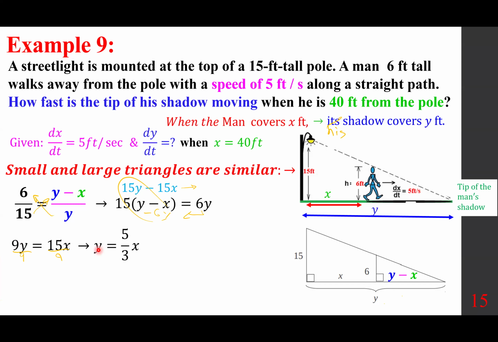Now we are ready to differentiate. dy/dt is 5/3 dx/dt, and we have dx/dt as 5, so we get 25/3, same unit, feet per second.